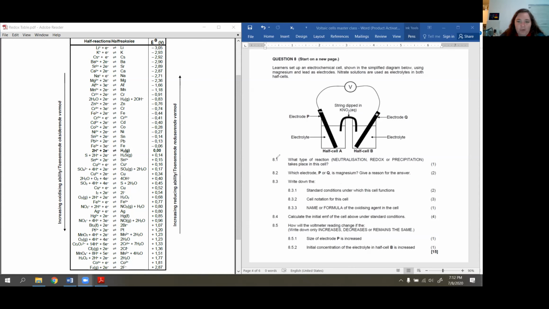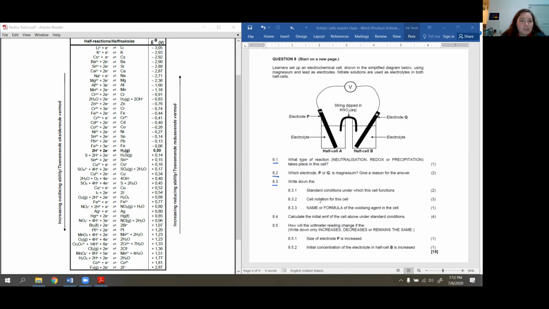Easy question, hopefully you get it. 8.2, which electrode is magnesium? Give a reason for your answer. Remember that this should be spontaneous. They didn't actually say it would be spontaneous, but with two separate containers, we know we're dealing with a voltaic cell. Then I'm going to ask you to write down the standard conditions under which the cell functions. You'll notice they're asked every time, because in every exam paper we're going to test you a little on it.